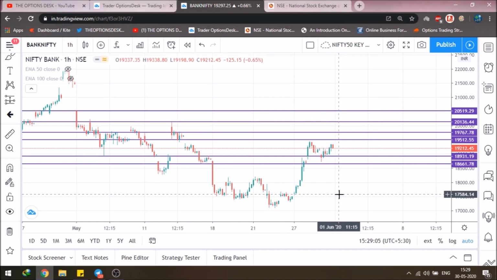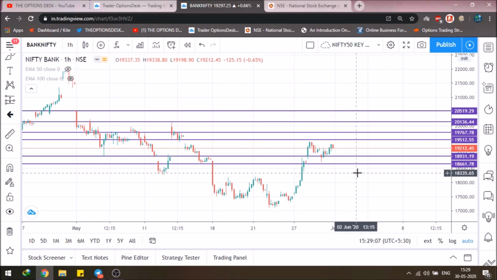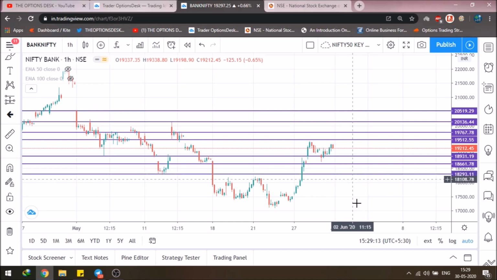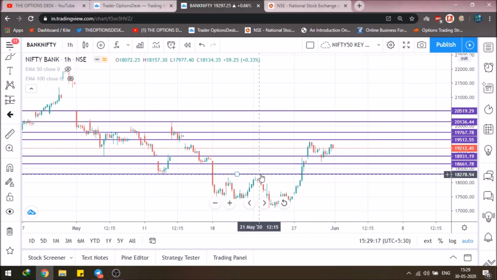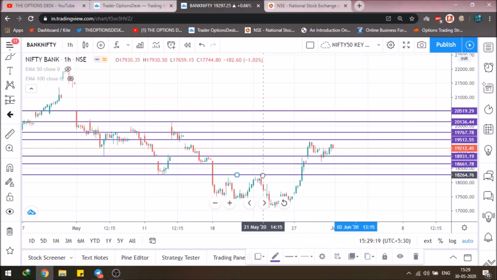Now let's analyze the final levels for the Bank Nifty, that is the intermediate support. I can expect the intermediate support at this particular level, that is around 18,300. That would act as my intermediate support, plus minus 50 to 30 points you can take in the Bank Nifty. When it starts going closer to the support, you start either booking your positions or thinking of exiting or squaring off your positions. So my final support for the Bank Nifty stays at this level.